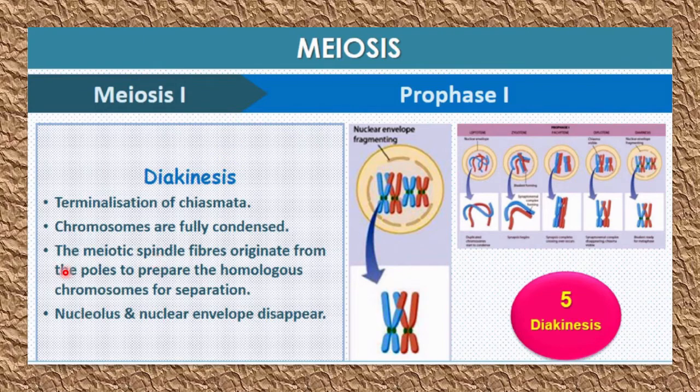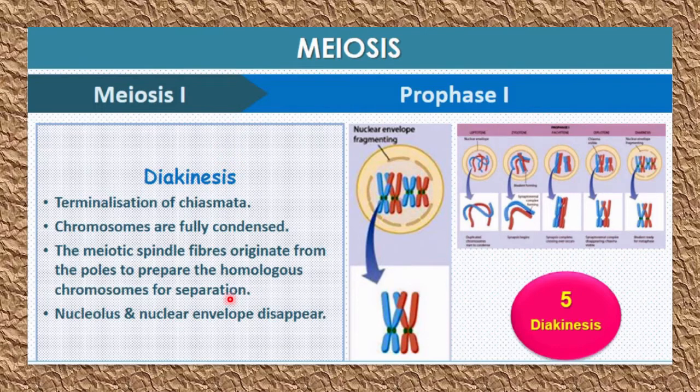The meiotic spindle fibers originate from the poles to prepare the homologous chromosomes for separation. And finally, what will you observe? The nucleolus and nuclear envelope will disappear totally, and this is the indication of the completion of prophase 1.